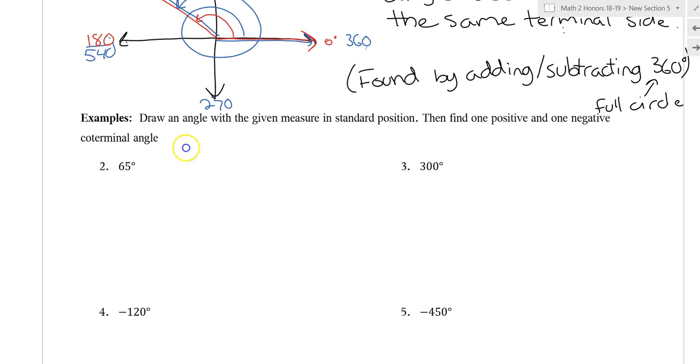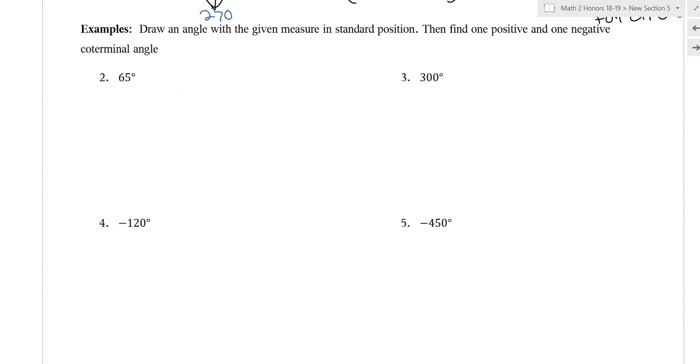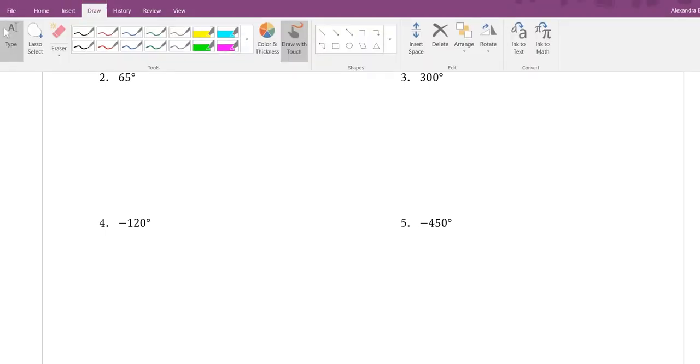Alright, so let's look at some other examples. For these, I want to draw an angle with a given measure in standard position, then find one positive and one negative coterminal angle.